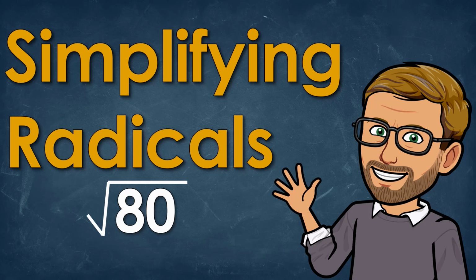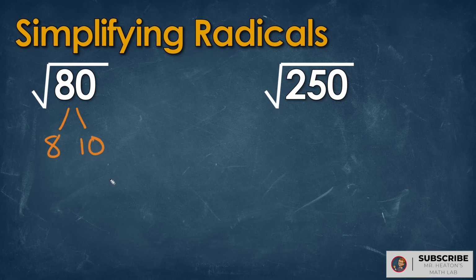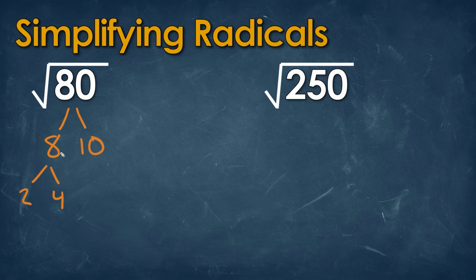In this video, we're going to be simplifying radicals. To simplify a radical, the first step is to do a factor tree of the numbers inside the radical. So we have 80, and a factor tree will tell us that 8 times 10 gives us 80. We're just factoring out the multiplication of these two values, and 8 would be the same thing as 2 times 4.